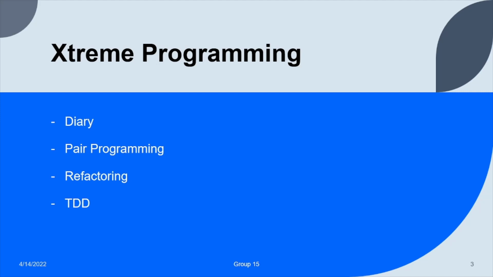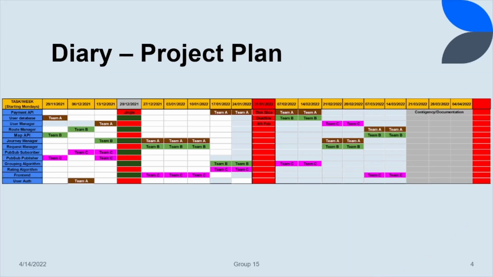For our Xtreme Programming implementation, we kept a well-documented diary, we implemented pair programming, we also refactored our code regularly, and used test-driven development. For our diary, we initially needed a well-planned-out project. You can see here the different tasks broken up between different teams. Later, we will show how these teams were broken up. Each task was given a timeline, and contingency dates were added to the end in case our project plan was too ambitious.